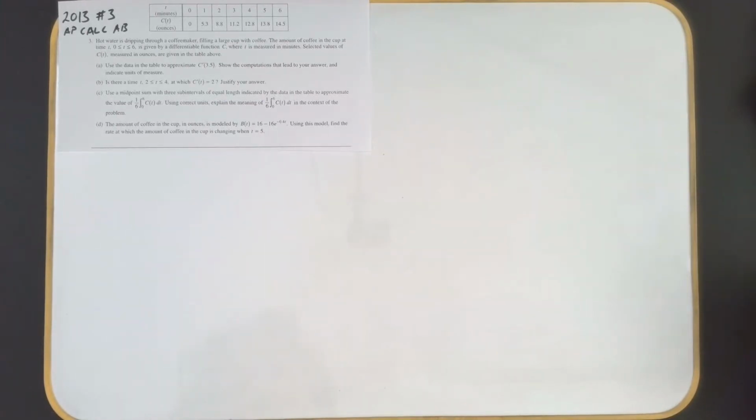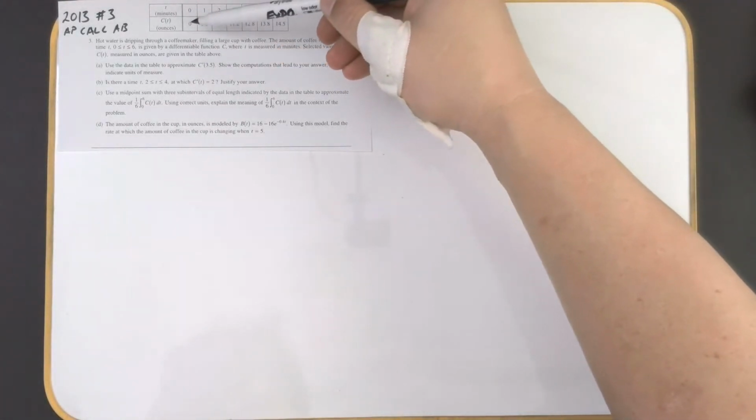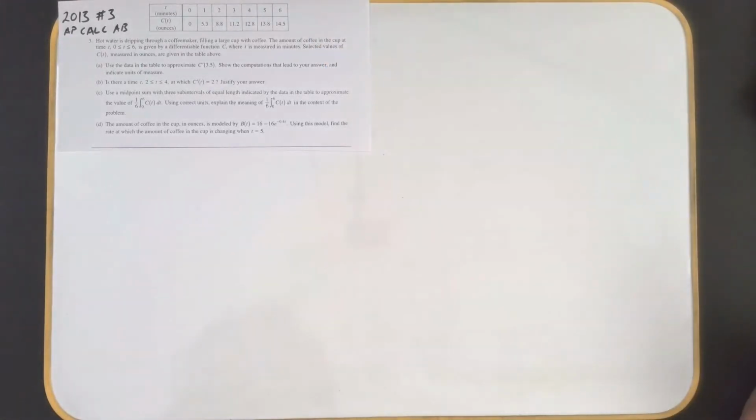So how much water is dripping through the coffee maker filling up the cup? The amount of coffee in the cup, that's the function we're looking at. These are the selected values. So clearly at time equals 0, there's no coffee in the cup. And after 6 minutes, you've got 14.5 ounces in the cup.